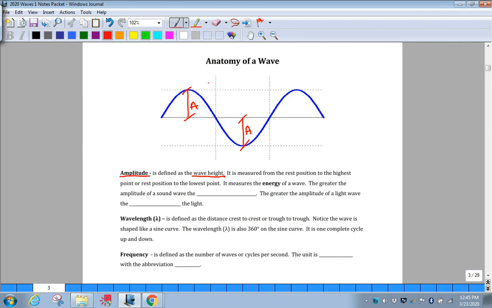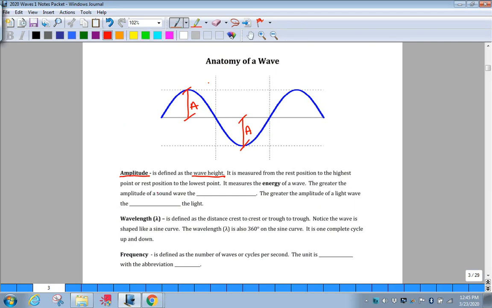A common mistake is people think it's from the top of the wave to the bottom of the wave. That would actually be 2 times the amplitude. Okay, so just know it's always from the rest position to the highest point or the rest position to the lowest point.